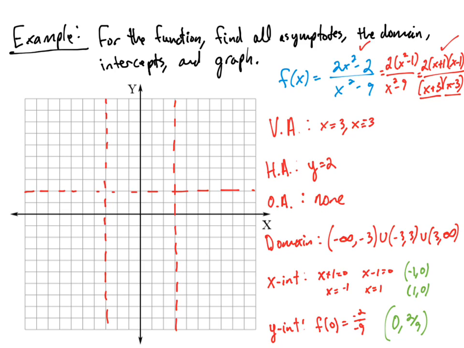I have some x-intercepts: (1, 0), (-1, 0), and then for the y-intercept I have (0, 2/9). All right, so we have 3 points on the graph. Because this is curving down, it's going to look like this. Now, I don't yet know where the other parts of the graph are.